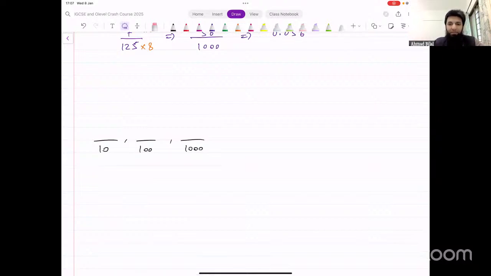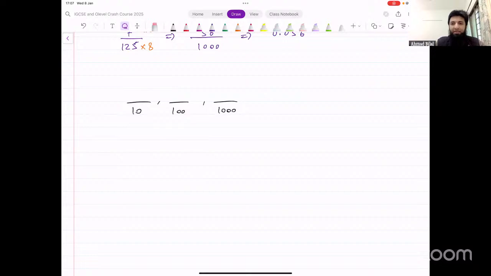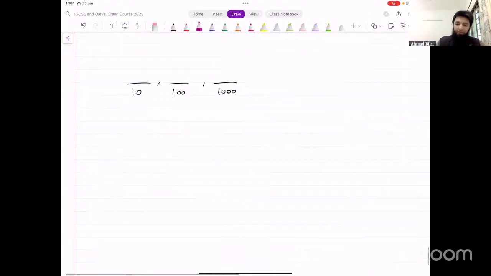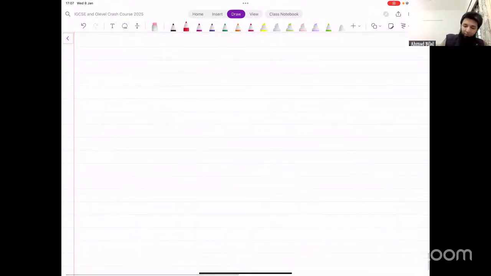So this is going to be important. Converting the fraction to a form such that you have numbers like these in the denominator. Okay. All right. Now, one more thing on fractions.